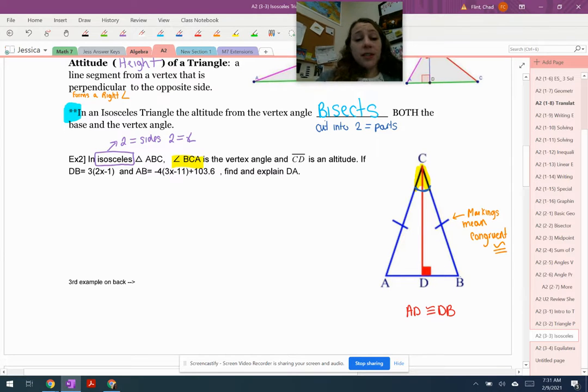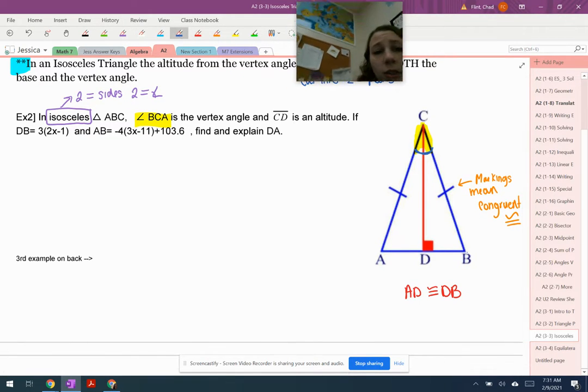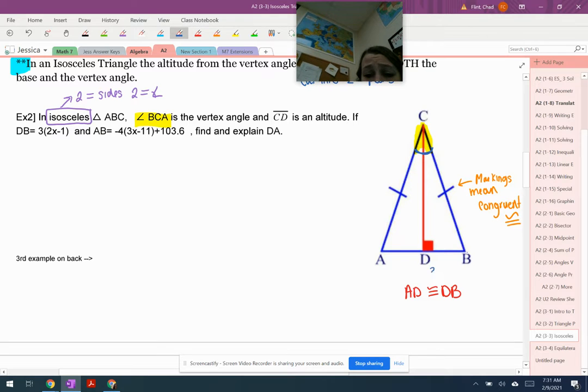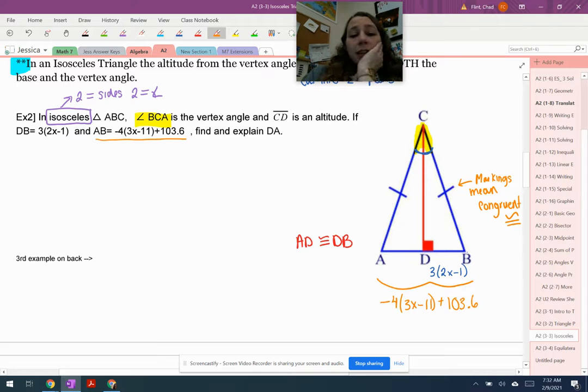If DB is equal to, okay, so we've got to write some stuff down on our picture. They give us DB as 3 times 2x minus 1. And then they give us the entire AB. So I'm just going to take this little piece that we wrote down and move it out of the way. And then I'm going to label that entire AB as that hot mess. Oh, man, decimals and everything. Okay, so find and explain dA.